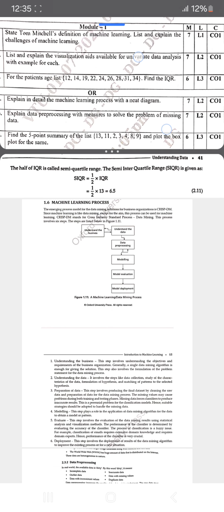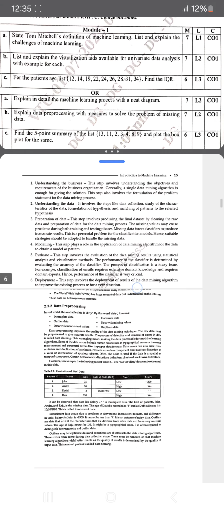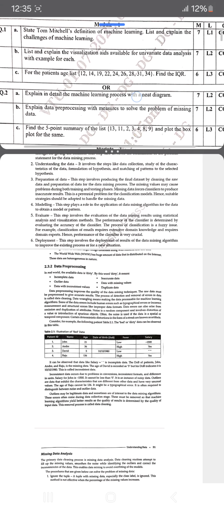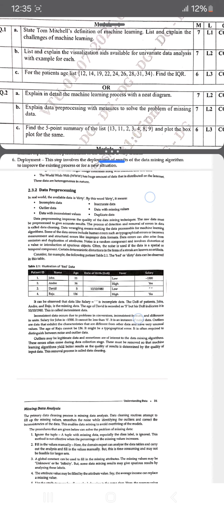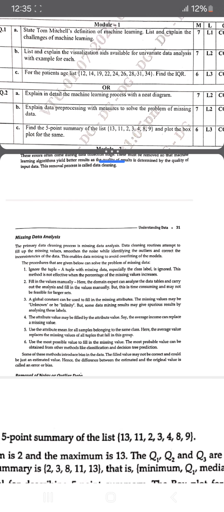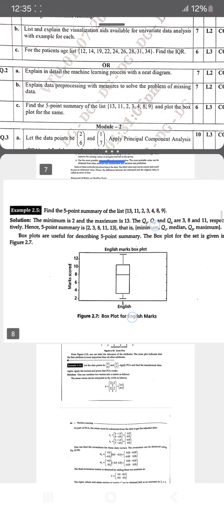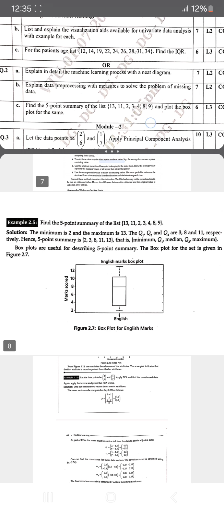Question number 2A, machine learning diagram and its points. Then data preprocessing, missing data analysis. The numerical, 5-point summary. This is the diagram and solution.